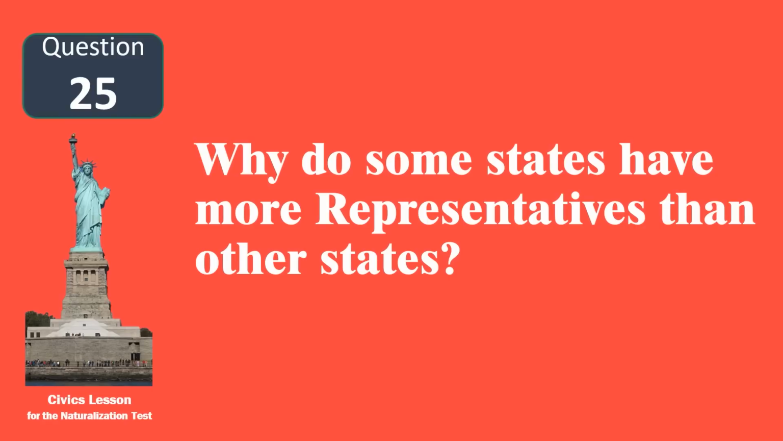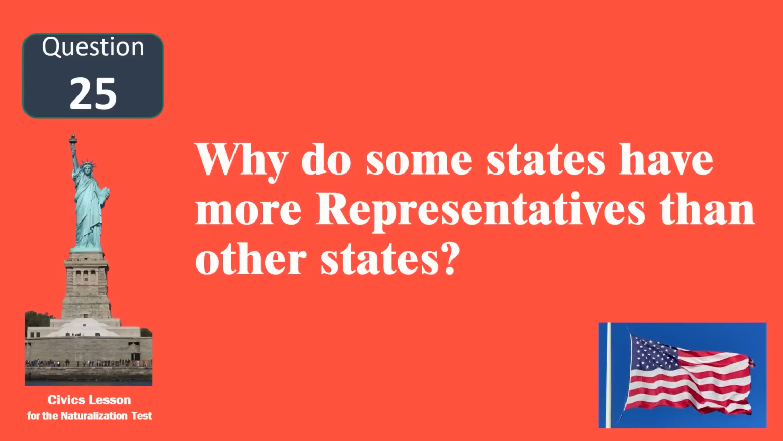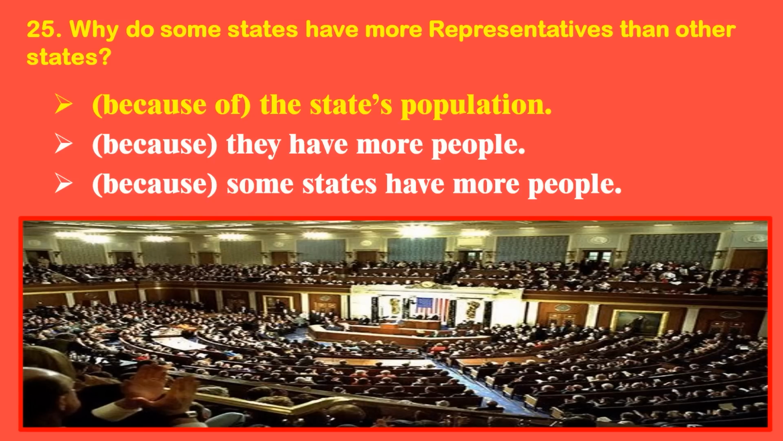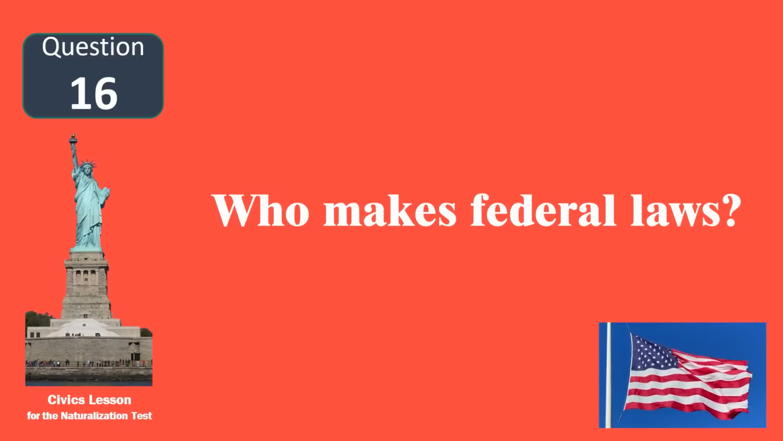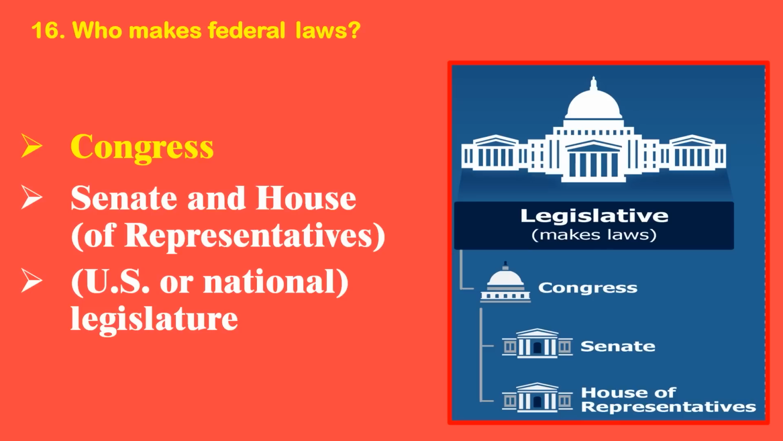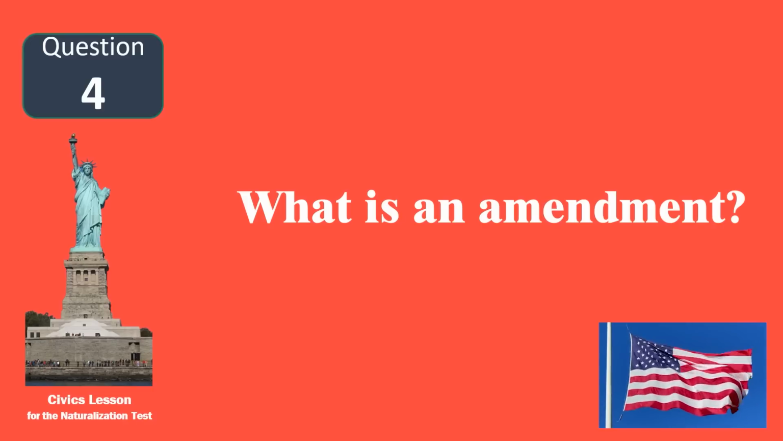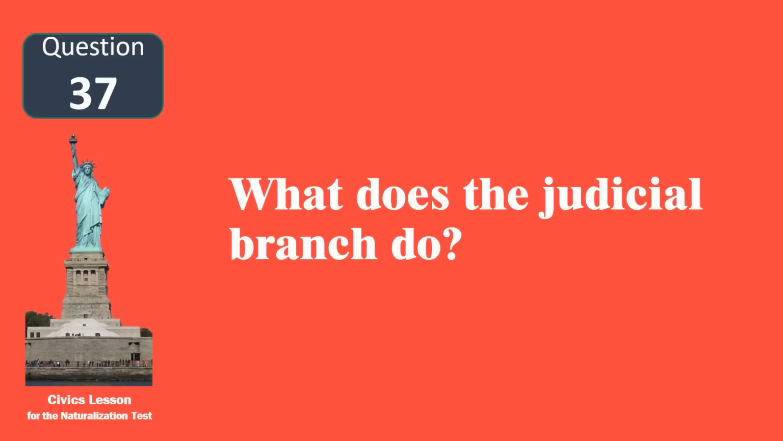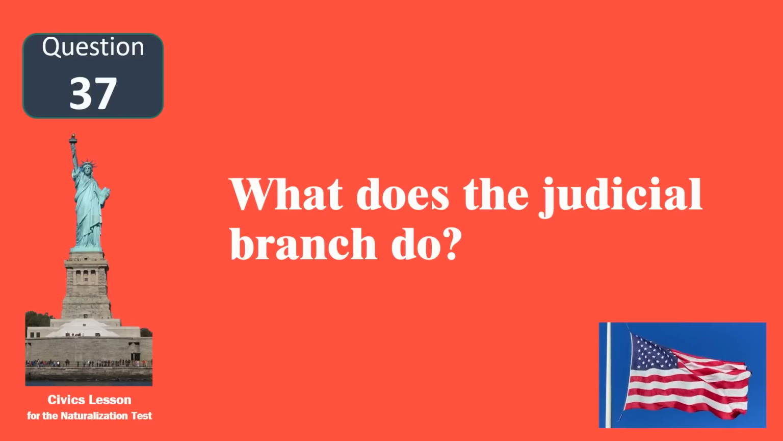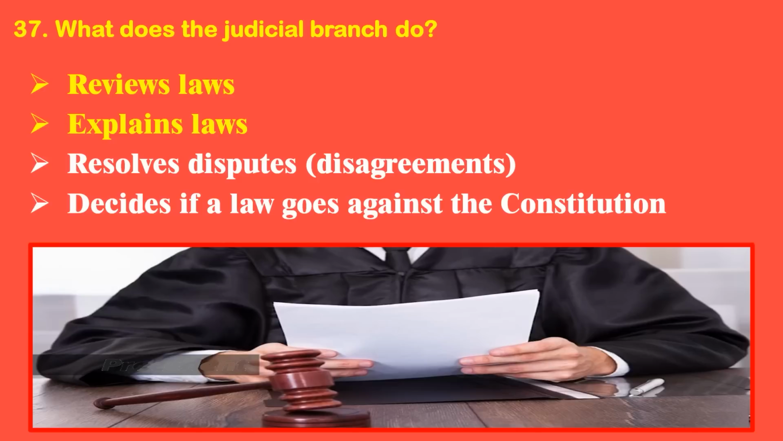Why do some states have more representatives than other states? Because of the state's population. Who makes federal laws? Congress. What is an amendment? A change to the Constitution. What does the judicial branch do? Reviews laws. Explains laws.